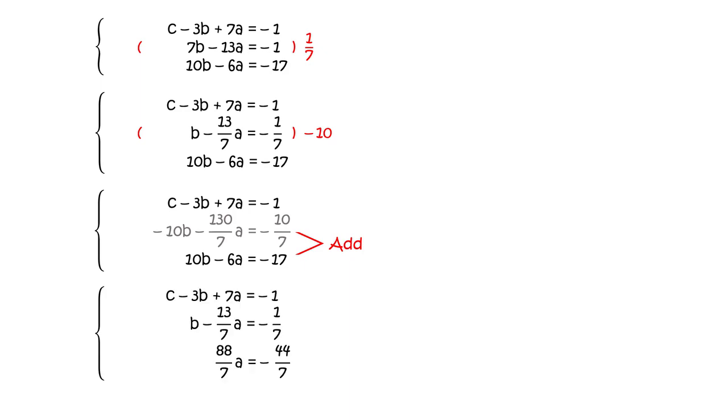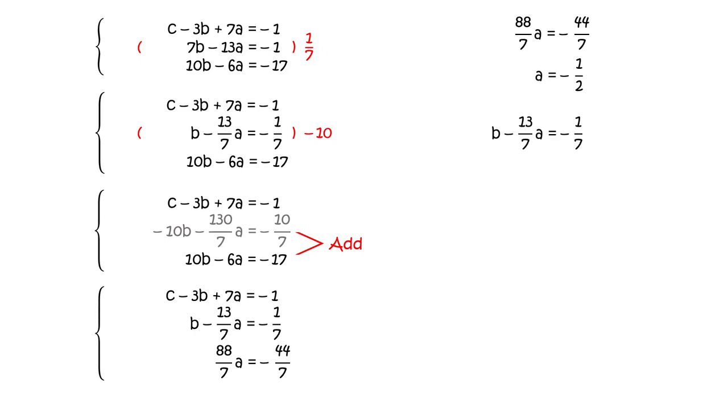The sum is 88/7 times a equals -44/7. You can return the second equation to its previous form, b minus 13/7 times a equals -1/7. Because the third equation has one variable, you can use it to solve for the value of a. You find a is equal to -1/2.